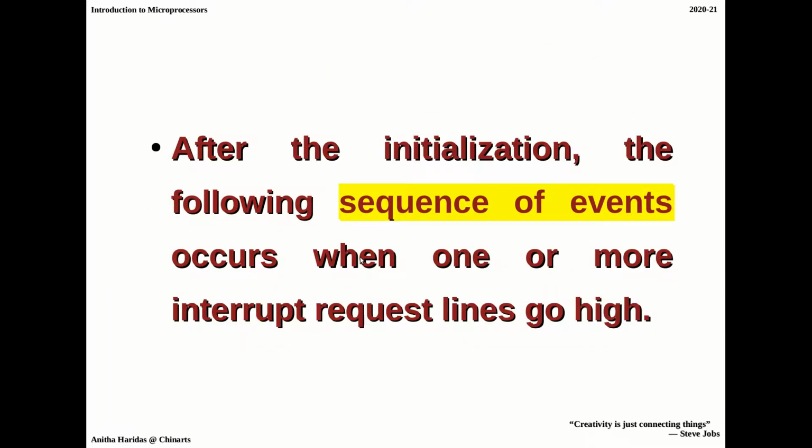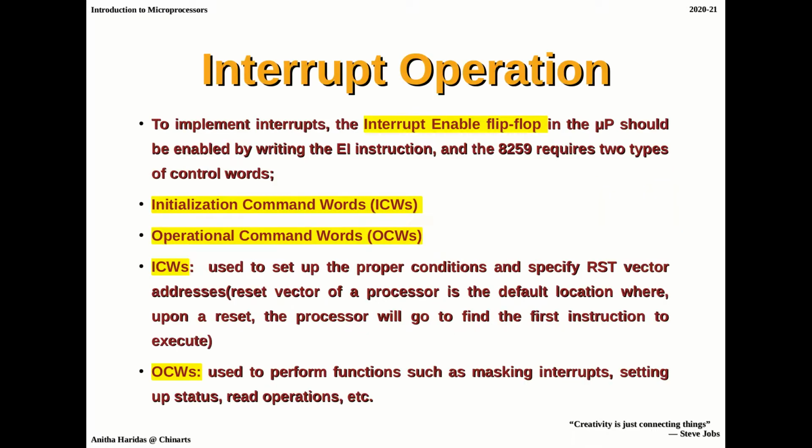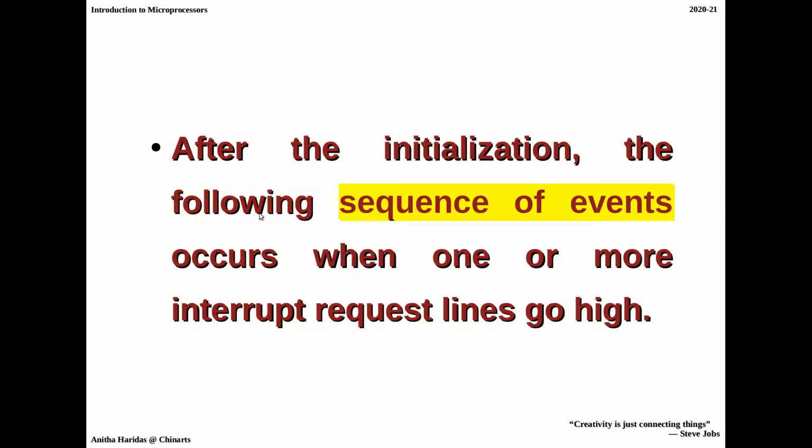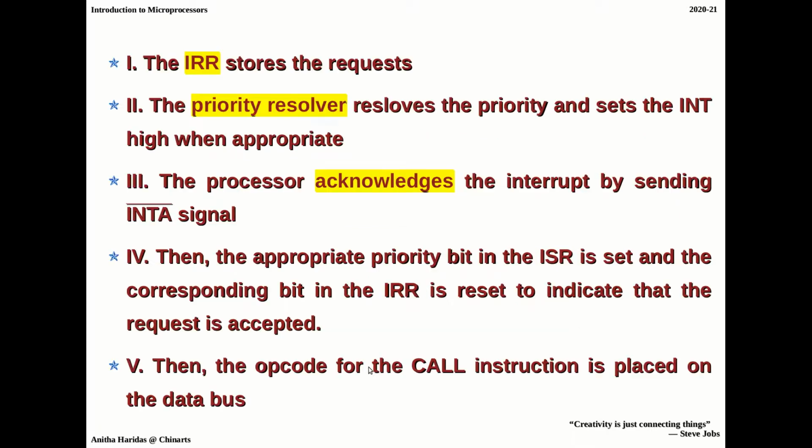Now let us see the sequence of events that occur when one or more interrupt request lines go high in the case of 8259A. After the initialization, how do you do the initialization? Initialization will be done by using the ICW command. So after the initialization, what is the sequence of events happening when more than one interrupt request is coming in?